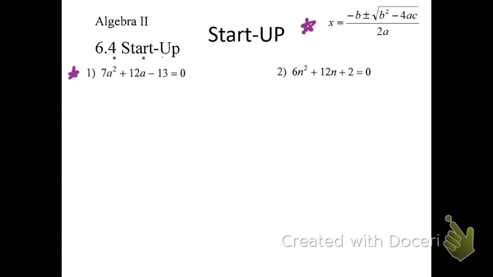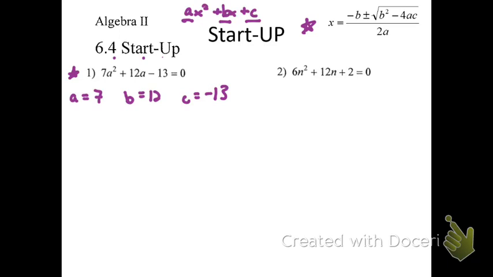Now, this is standard form, ax squared plus bx plus c, all right? So the coefficient of x squared is a. So in number 1, a is 7. The coefficient of the x term is b. So b is 12. And the constant is c. So c here will be a negative 13. Super important to do that, okay?